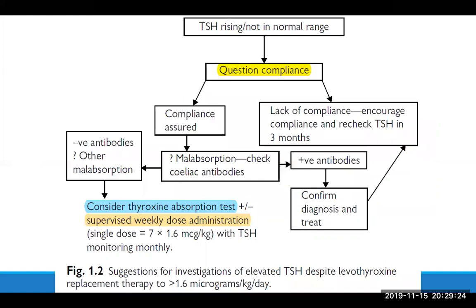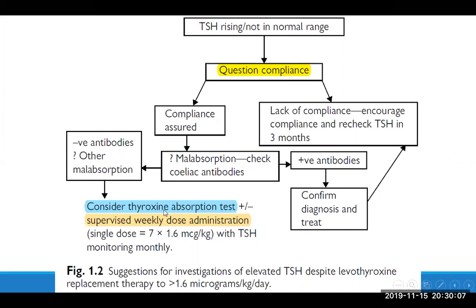If we see a patient and check compliance, and of course, if there is lack of compliance, the most important thing is to encourage compliance and check TSH after 3 months. If compliance is assured, we have 2 options: malabsorption, where we can check for celiac disease, or we must consider thyroxine malabsorption. Thyroxine malabsorption is very rare. If you suspect it, you can consider the thyroxine absorption test.